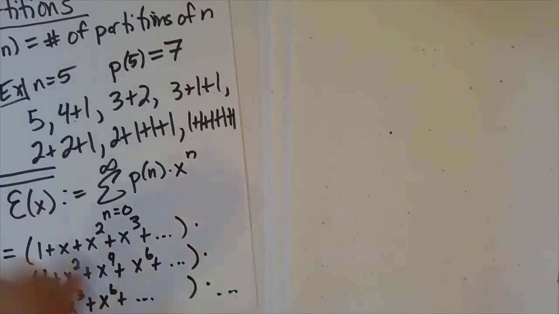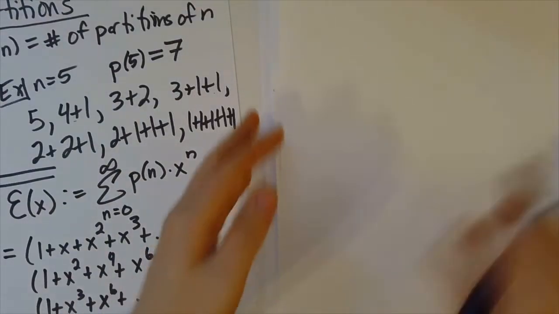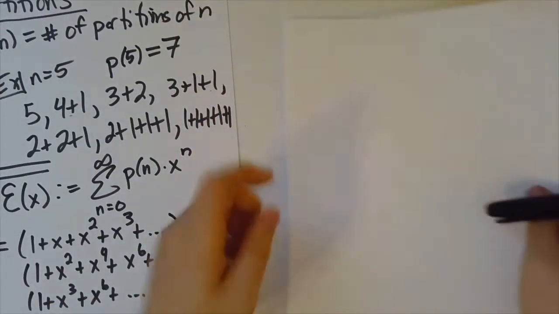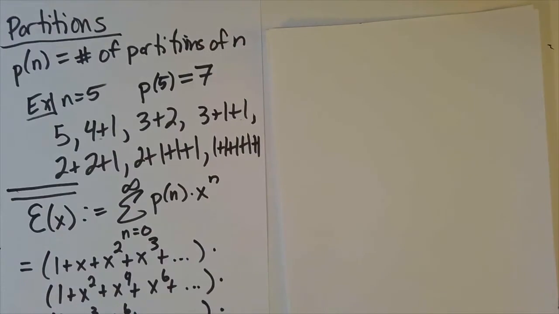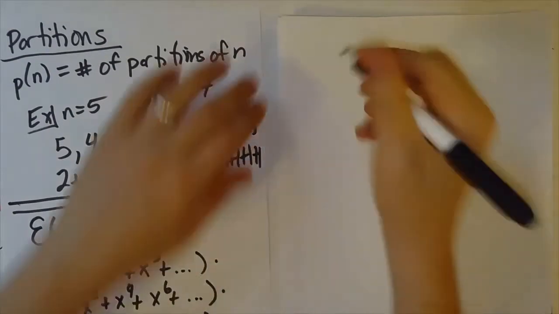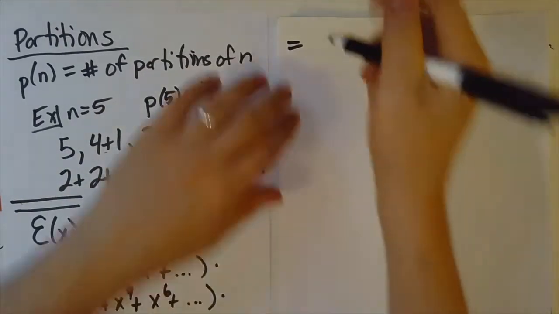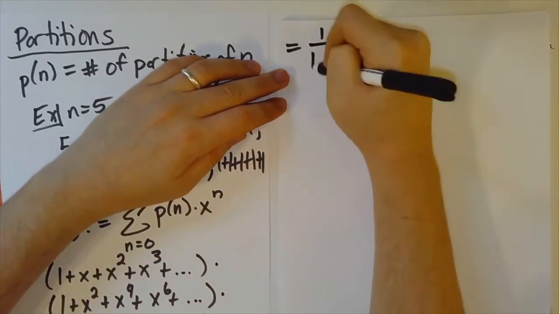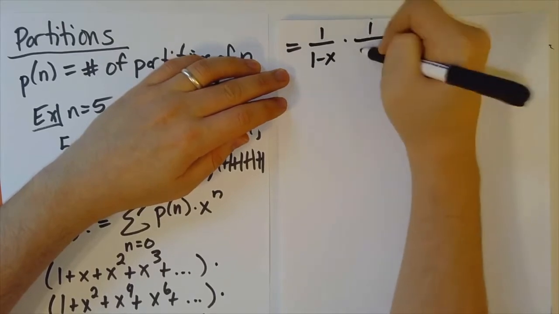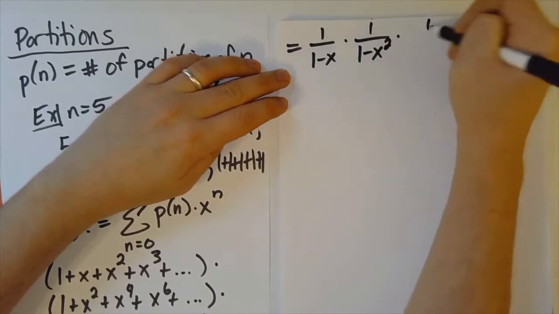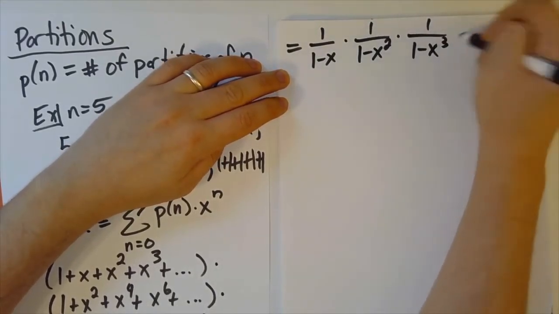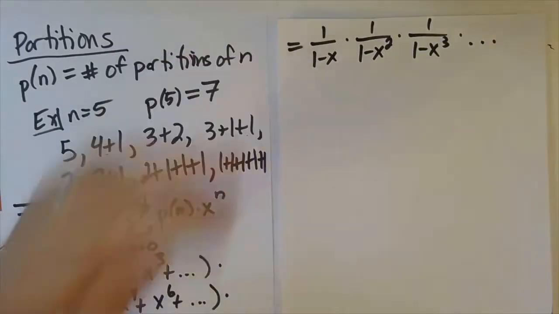Okay, so if I continue this onto the next page over here, we can again use our geometric series formula, which is our favorite formula for this week, to rewrite this, that this is 1 over 1 minus x times 1 over 1 minus x squared times 1 over 1 minus x cubed times, and then so on forever.